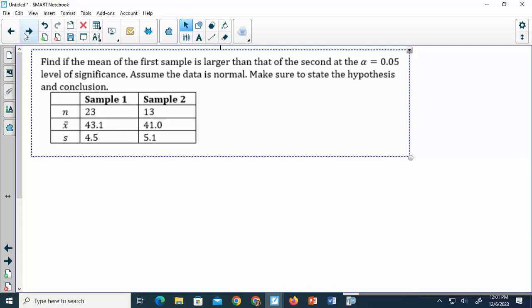All right, read this one to us. Find if the mean of the first sample is larger than that of the second. I can use alpha equals 0.05 level of significance. Assume the data is normal. Make sure to state the hypothesis and conclusion.